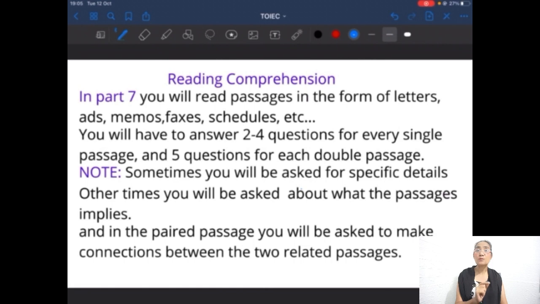Sometimes you will be asked for specific details. Other times you will be asked about what the passage implies. And in the paired passages, you will be asked to make connections between the 2 related passages.